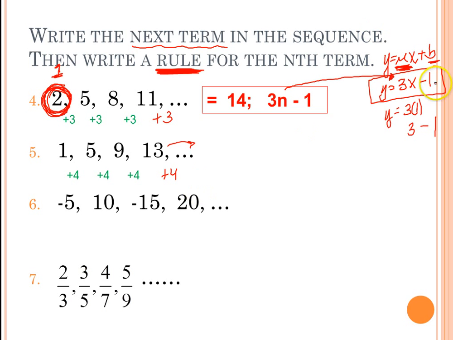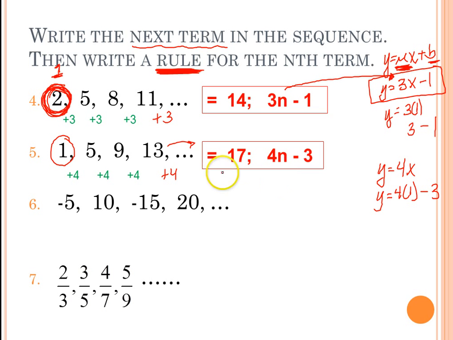Okay, now let's think about our function again, or our rule. I'm adding 4, so that's my slope, right? That's my slope. But my first term right here is 1. Well, if I plugged in a 1 right now, I would get a 4. So how do I take that and make my first term a 1? I need to subtract 3. So my next term was 17, and my rule is 4n minus 3.